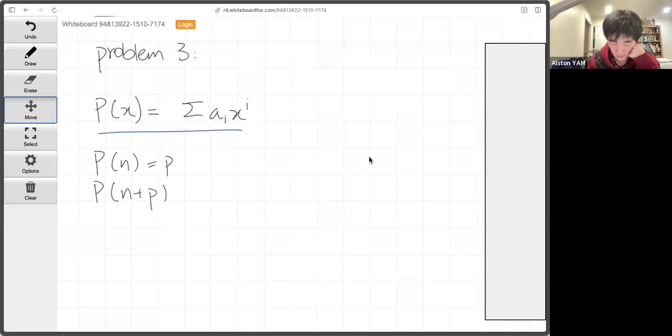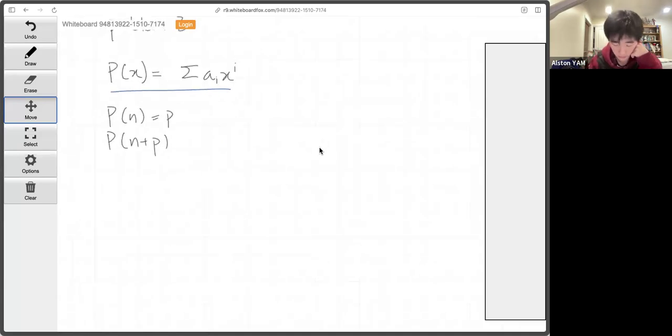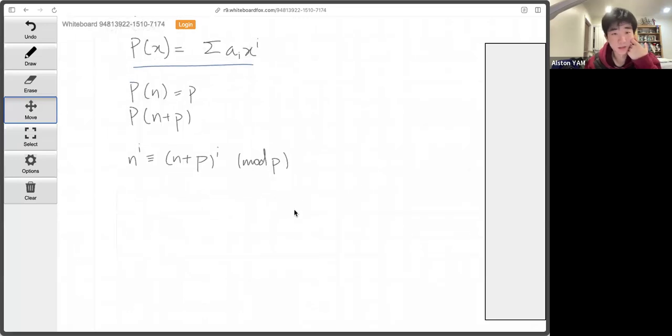Let's just have a look then. So I want to claim this one key claim, and that will basically help us solve the problem. And that will be n to the power of some power, I'll call it the ith power, will be congruent to (n plus p) to the ith power under mod p. That just means that n to the i, when we divide it by p, will be equal to the remainder of (n plus p) to the i when we divide it by p.